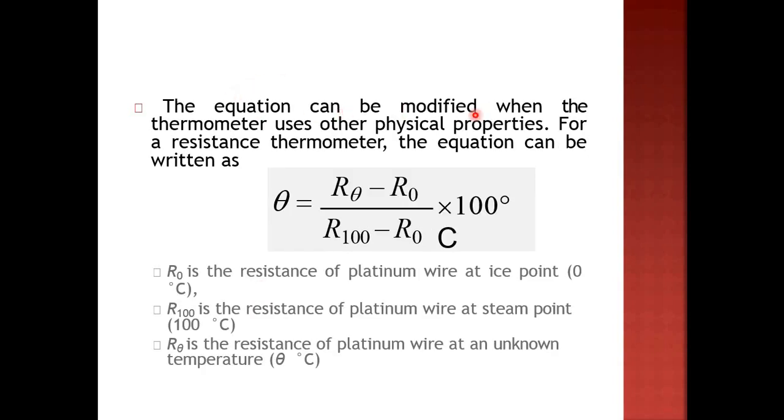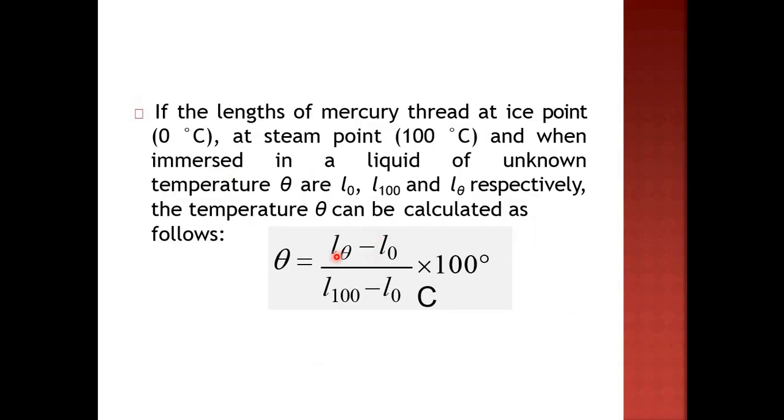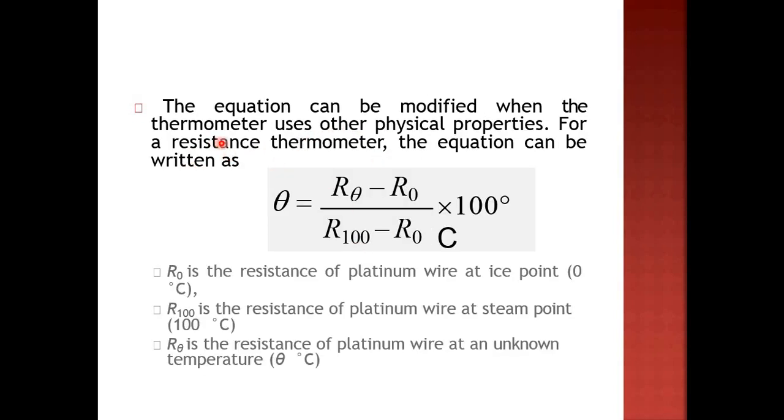The equation can also be modified when the thermometer uses other physical properties. Now you use resistance instead of length. So if the question gives you resistance, the temperature equals the resistance at the temperature you want to measure, minus the ice point resistance, divided by the boiling point resistance minus the ice point resistance. Again, you multiply by 100 degrees Celsius.